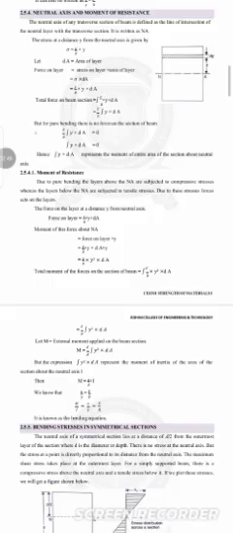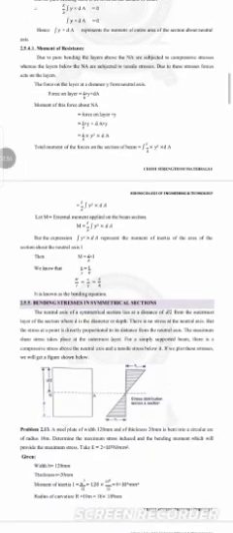Okay, bending stresses. The bending equation formula is M divided by I is equal to sigma divided by y is equal to E by R.